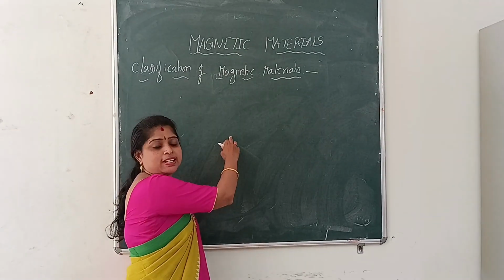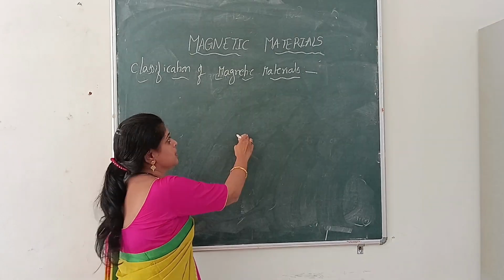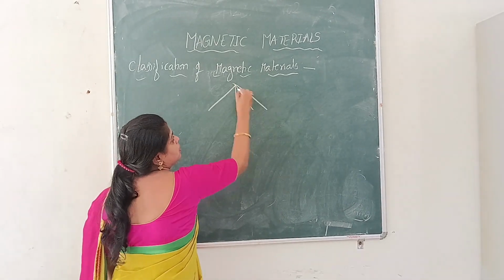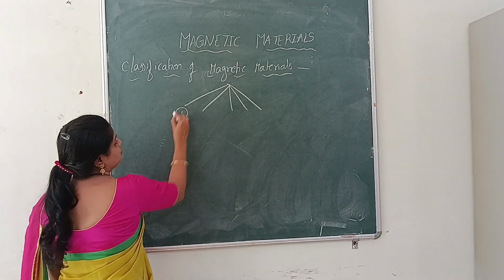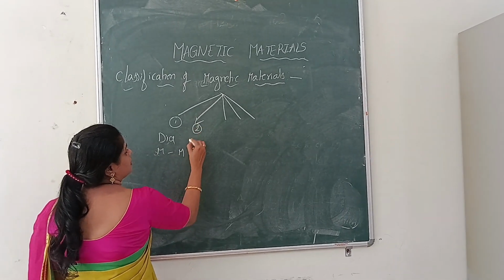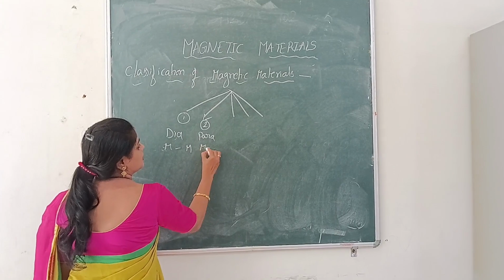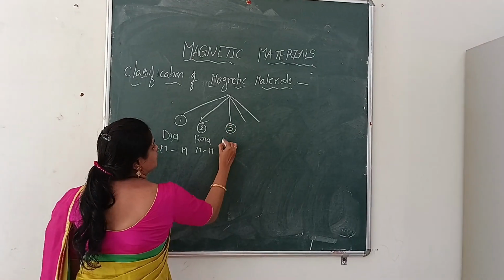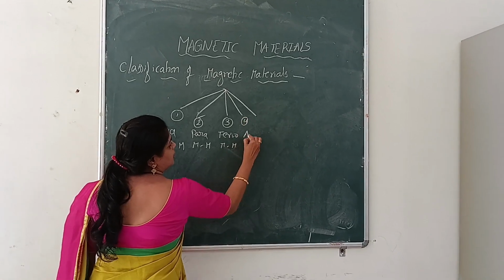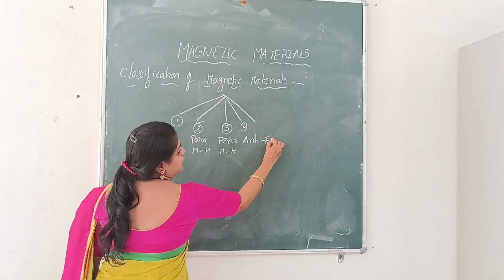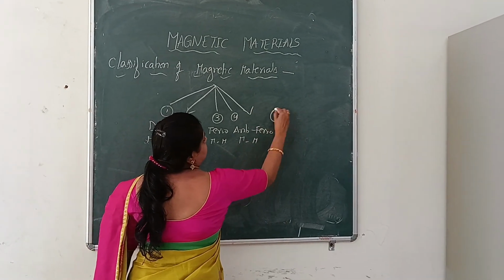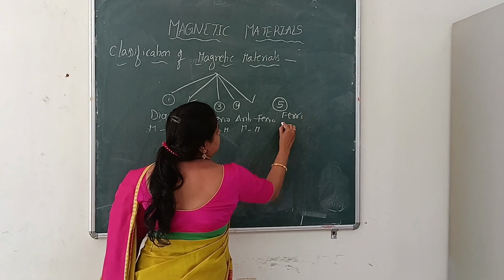Next one is classification of magnetic materials. Depending upon the dipoles, magnetic materials can be divided into 5 types. First one, diamagnetic materials. Second one, paramagnetic materials. Third one, ferromagnetic materials. Fourth one, antiferromagnetic materials. And fifth one, ferrimagnetic materials.